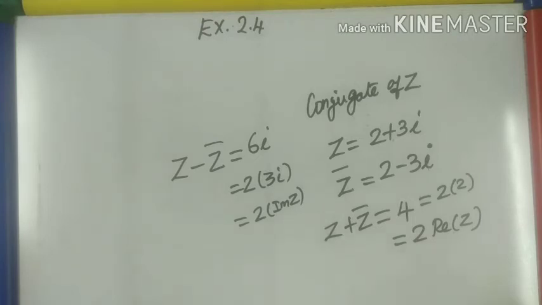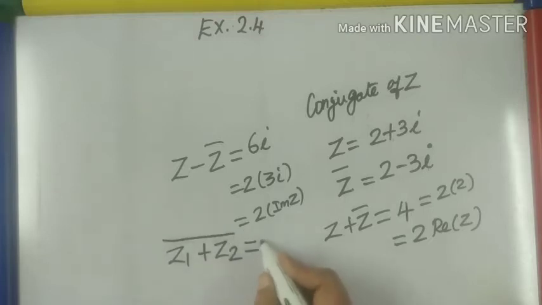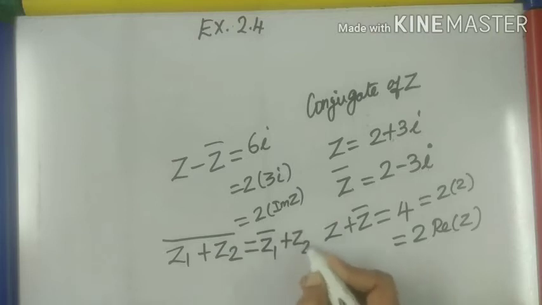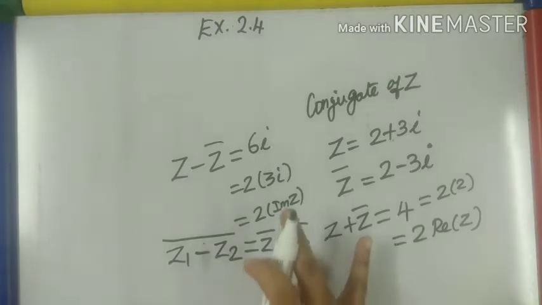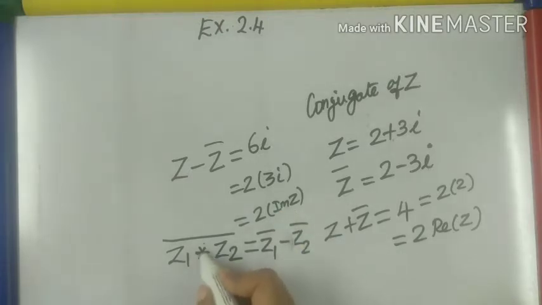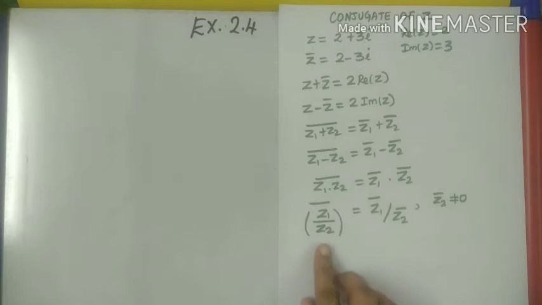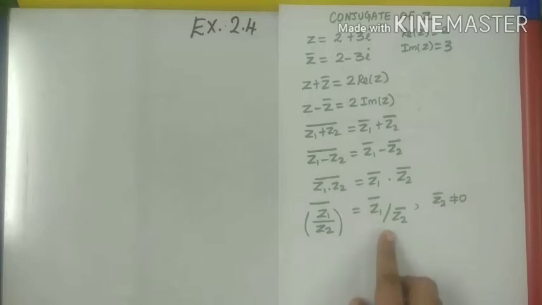In this exercise, we have a combination of these problems. Suppose I have Z1, Z2. There are 2 terms. And if I want the whole bar, my formula will be Z1 bar plus Z2 bar. If I have it for minus also, my answer is split. If I have it for into also, my answer is split. And even when we divide Z1 by Z2, the whole bar equals Z1 bar by Z2 bar. And whenever we write something in the denominator, ensure it is not 0.